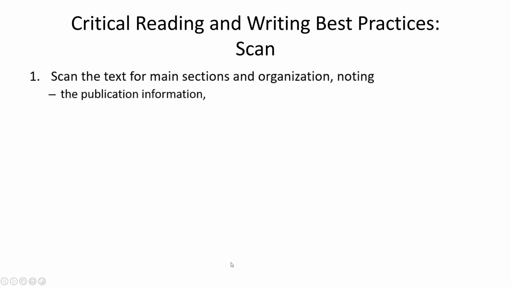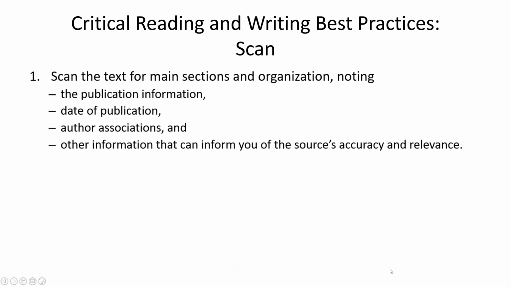You want to note publication information, the date of publication, author associations, any other information that's going to inform you first and foremost about the source's accuracy and relevancy. Relevancy particularly has to do with the date of publication as well as the dates of the research about which you are reading. Because those are not always synonymous, right? Sometimes we're publishing articles years after we've conducted research. So you want to make sure that what you're reading is relevant.